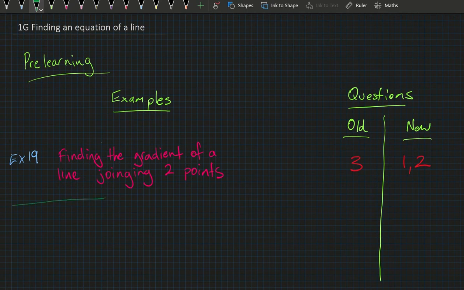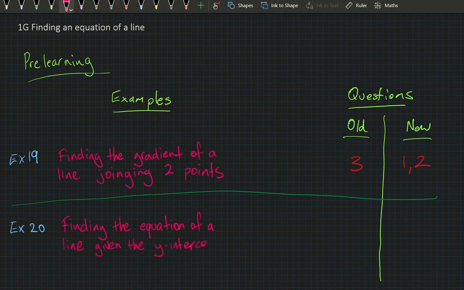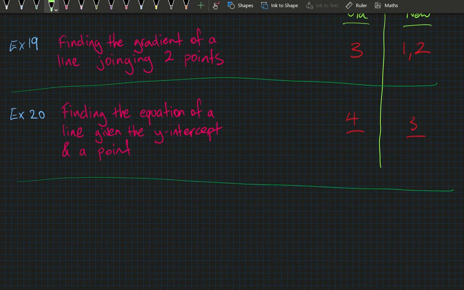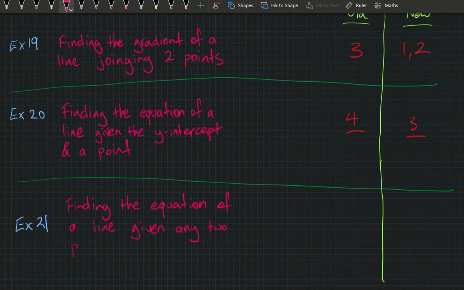Then the next skill we're going to learn is from example 20, finding the equation of a line given the y-intercept and a point. And your questions for this are questions 4 in the old book or question 3 in the new book. And then finally, we're going to move on to example 21, where we'll be learning how to find the equation of a line given any 2 points. And you can practice this skill with questions 5 in the old book or question 4 in the new book.